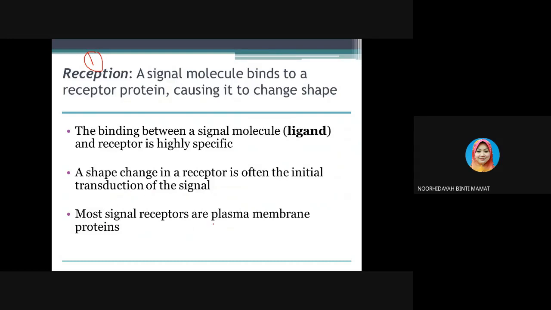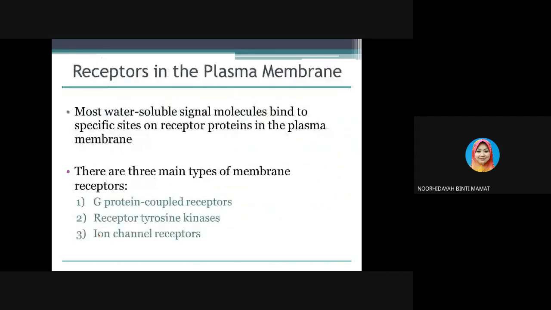Most signal receptors are plasma membrane proteins, so the receptor is in the plasma membrane. Most water-soluble signal molecules bind to a specific site on a receptor protein in the plasma membrane, and there are three main types of membrane receptor. In the reception process, when the ligand wants to bind with the receptor, we have three main types of membrane receptor. The first is the G protein-coupled receptor, the second is the receptor tyrosine kinase, and the third is the ion channel receptor.